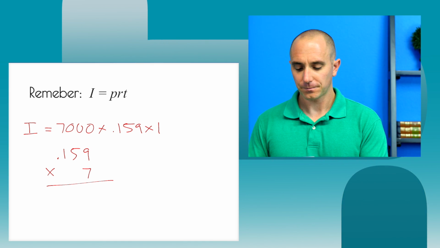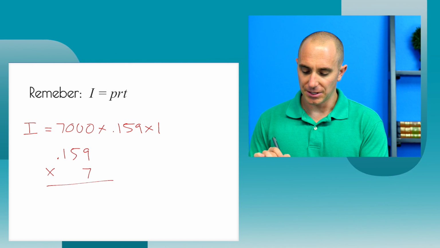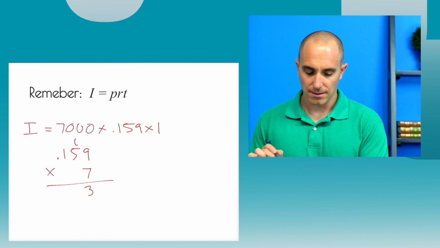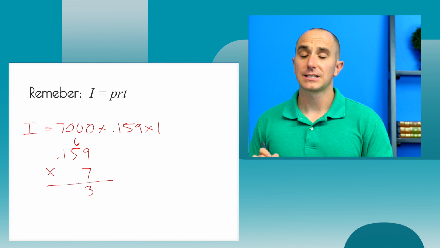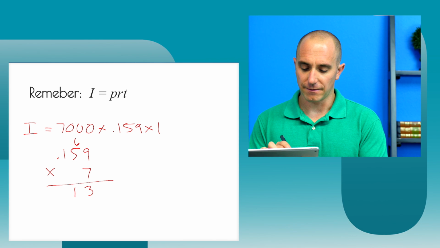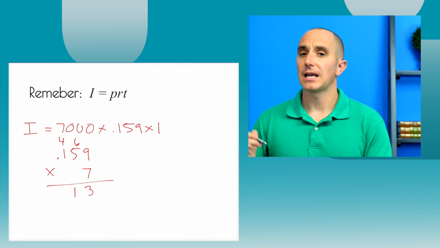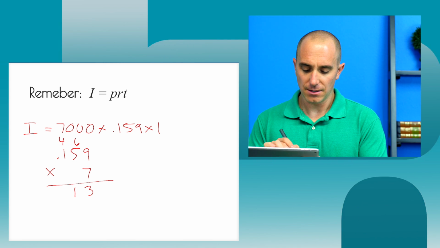So now I have 7 times 9, and 7 times 9 is 63, so I have a 3 down and a 6 up. Okay, then I have 7 times 5, and 7 times 5 is 35, plus 6 is 41, so I have a 1 down and a 4 up. Then I have 7 times 1. 7 times 1 is 7, plus 4 is 11.